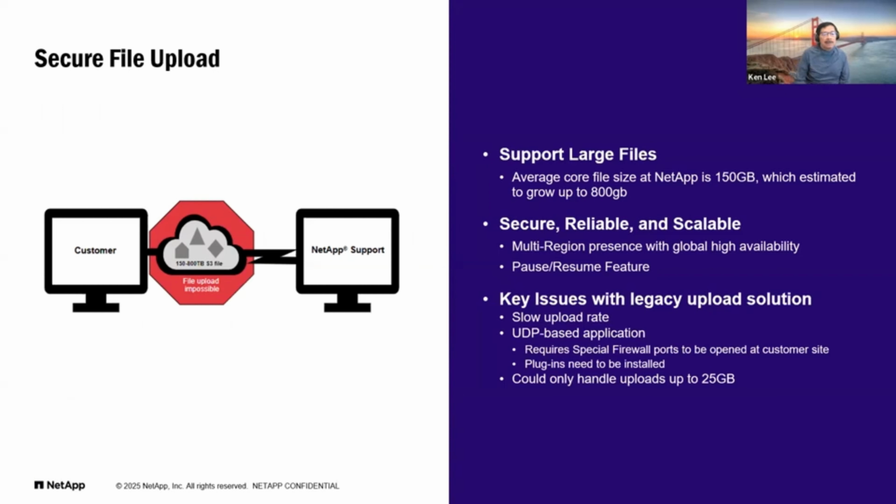To address this issue, these were some of the requirements. It must support very large core files. As ONTAP was evolving, the core files started to grow, and at the same time, we were introducing cDOT. It was estimated that core files can grow up to 800 gigabytes. The upload must be able to function in different regions closer to our customer to decrease the data transfer time. And when the upload fails, it must be able to restart and not start over from the beginning. We also needed to address the key issues with the legacy upload solution, like slow upload rate and setup for our customer, like opening ports or downloading plugins, to be able, at a minimum, to upload 150 gigs.